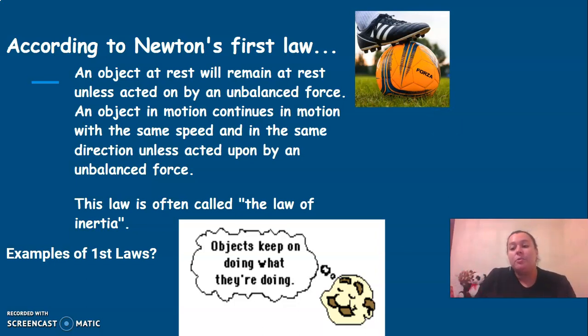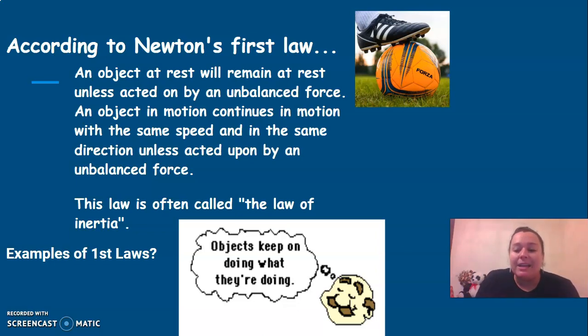And here's the really cool part: that soccer ball, if it wasn't for gravity and for friction, would just keep going off into space after you kicked it. So it would just keep going and going and going. But since we have friction and since we have gravity, those two forces slow it down and stop the soccer ball after you kick it.